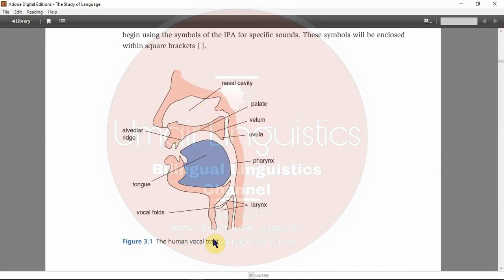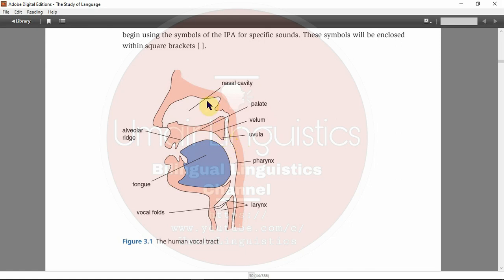So this is the human vocal tract given in The Study of Language. Actually, the pictures which I have just shown you, they are explaining in a little bit more detail. So same is here. This is the alveolar ridge, just behind the upper teeth. Then this is the palate. Then this is the velum, which is also known as the soft palate. Then this is the uvula. Those pictures are more similar to the actual vocal tract.